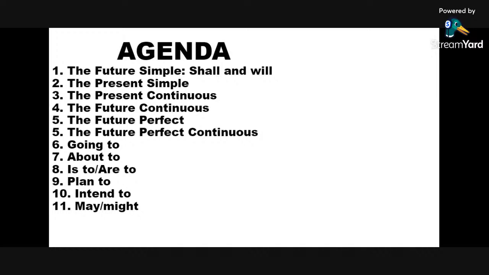The first one is using the future simple tense, specifically shall and will. Then the present simple, the present continuous, the future continuous, the future perfect, the future perfect continuous. Then using other ways like the phrase going to, about to, is to or are to, plan to, intend to, may, or might. All right, so we are going to look at this one by one.